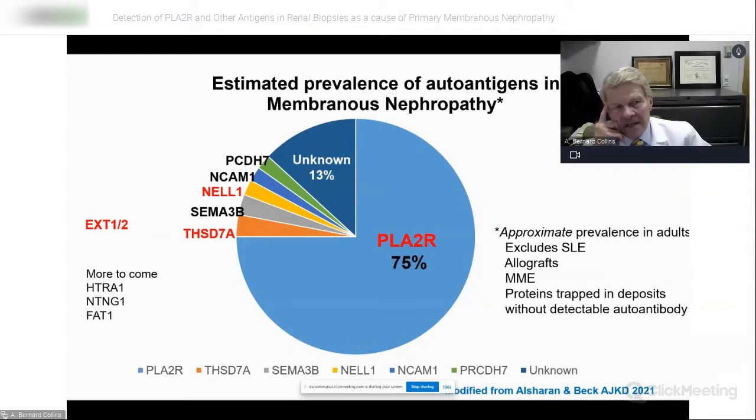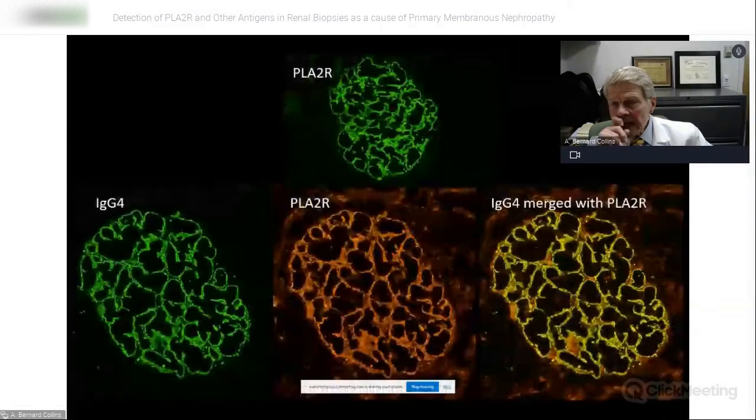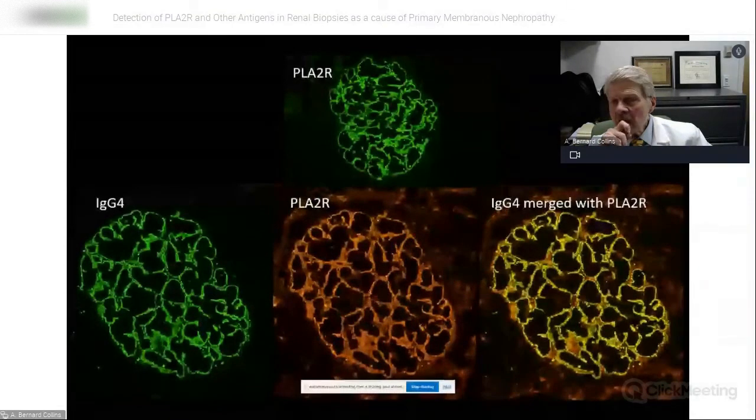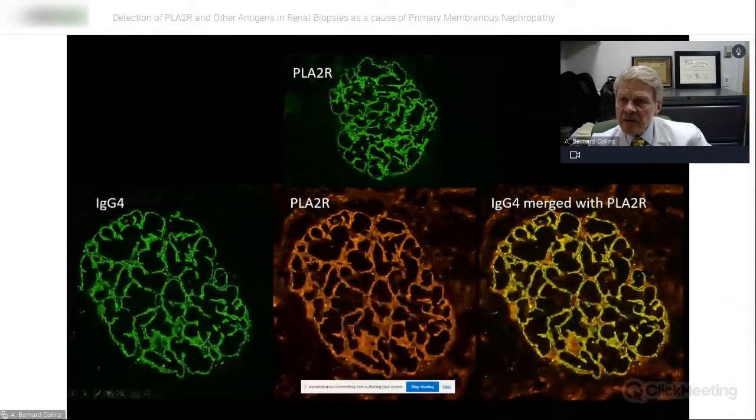Well, one of the things I came up with is I thought perhaps that I could try to call colleagues and ask them if they have any positive cases for the new antigens of membranous that we could use as a positive control with our three-step amplified immunofluorescence technique. And this is our PLA2R. I should point out that that was the first antigen that we detected in membranous.